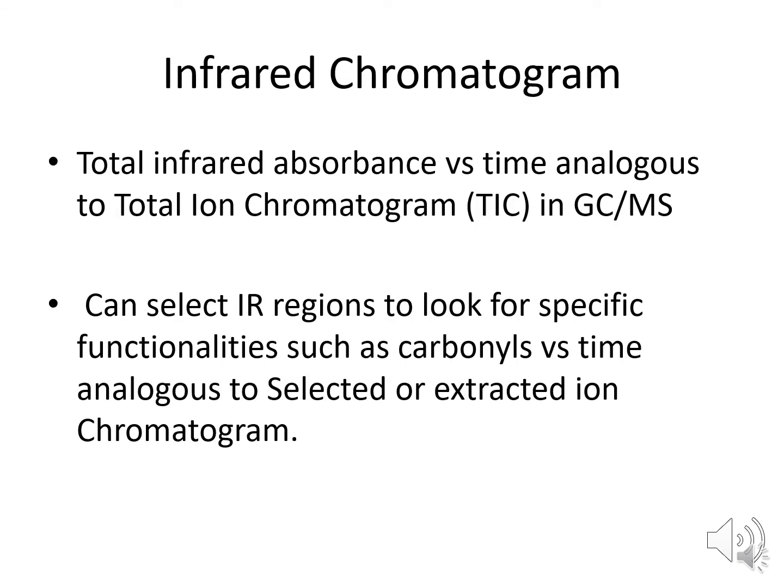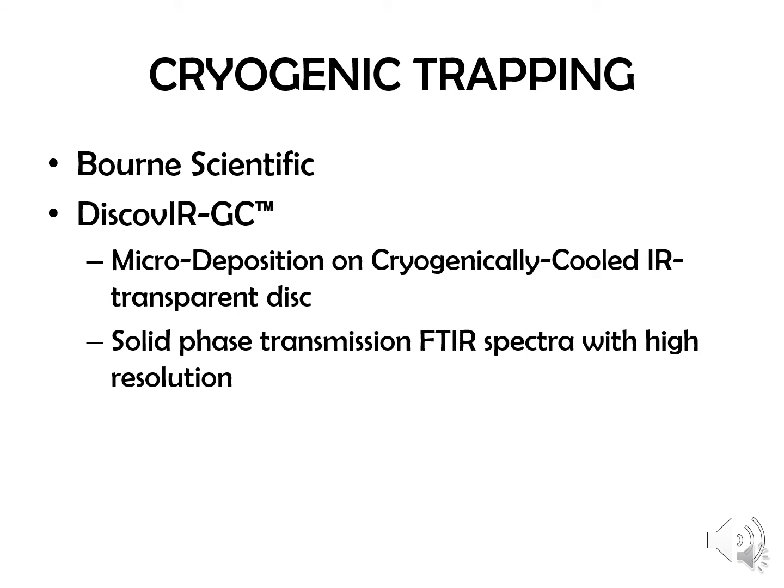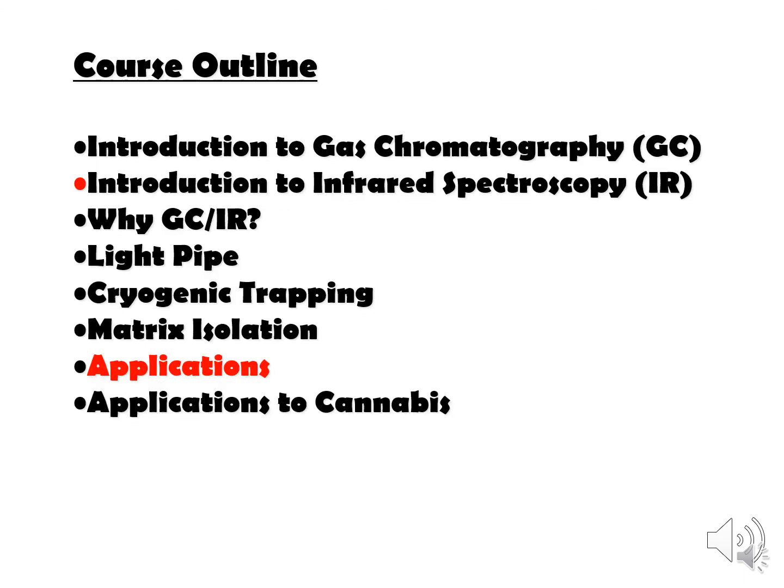The total infrared absorbance versus time is analogous to a total ion chromatogram. You can do some of the same kinds of things you can do with mass spec. You can also do with IR. You can select infrared regions to look for specific functionalities, such as carbonyl versus time, analogous to selected or extracted ion chromatograms. Here's some of the companies that the light pipe has been available from. I think Pike and Bruker still have interfaces available. Cryogenic trapping, again, was Bourne Scientific, from Sid Bourne. And then matrix isolation, Jerry Reedy, the inventor, and he had his company for a while.